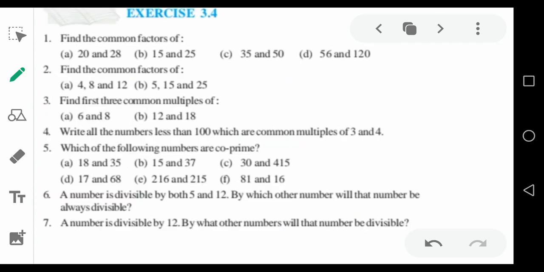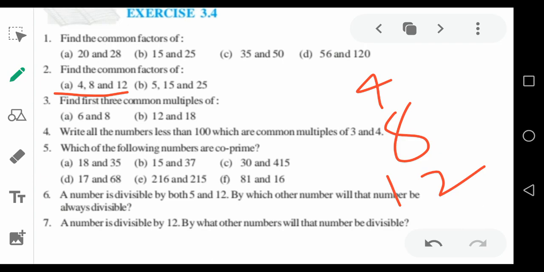Now we'll go for exercise 3.4 from our reader. First one is find the common factors of. You know how to do that, right? Okay. Second one is find the common factors. So here 3 numbers are given. In example, we saw only 2 numbers, right? So nothing is there. You have to write the factors of 4, factors of 8, factors of 12. Then you have to select the common.